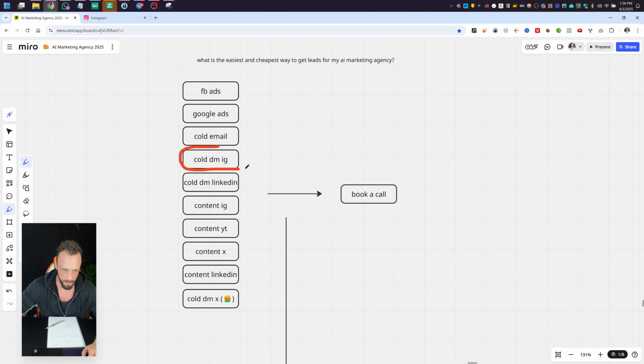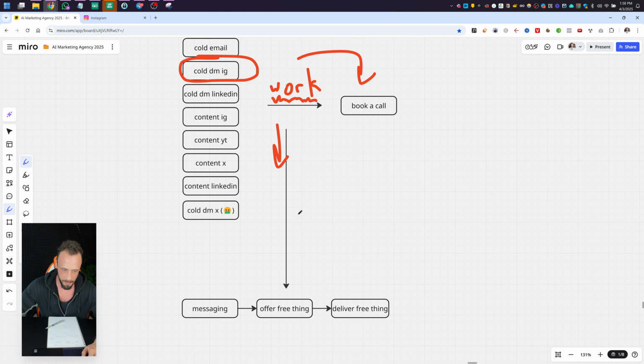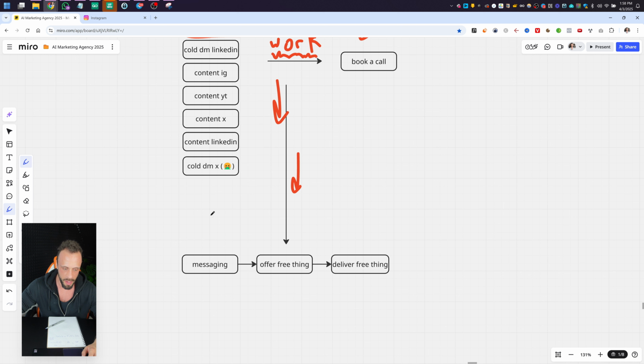So we've picked our strategy, and we have to do the work. This arrow is the work required to get somebody to book a call. And what does this work actually look like? You go down here. I've talked about this before. It's proper outbound messaging, telling them what you can do for them, why you're reaching out. It's offering them a free thing.